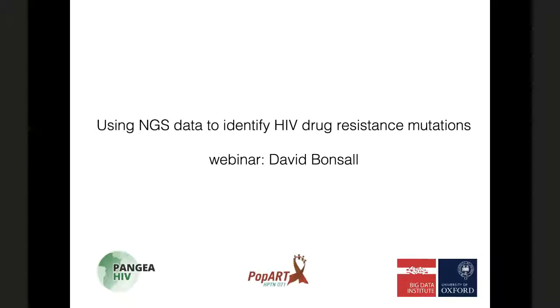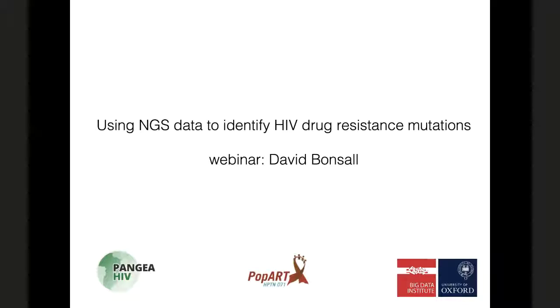Okay, I'm going to talk today, as Christoph mentioned, about using NGS data to look at drug resistance. These are tools that we're actively using in PANGEA, developed initially for the HIV sequencing protocol, which was developed initially for the Popart phylogenetic clinical trial. I should say that's on the back of work that we did looking first at hepatitis C. And the methods are widely transferable to other viruses, and that's all I'll say about that.